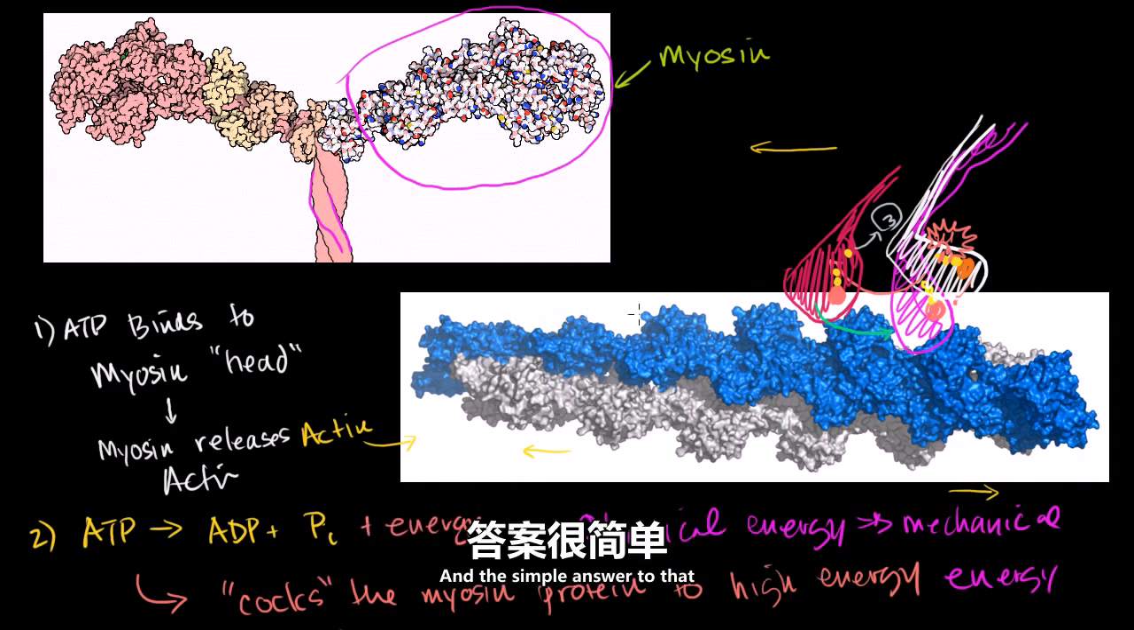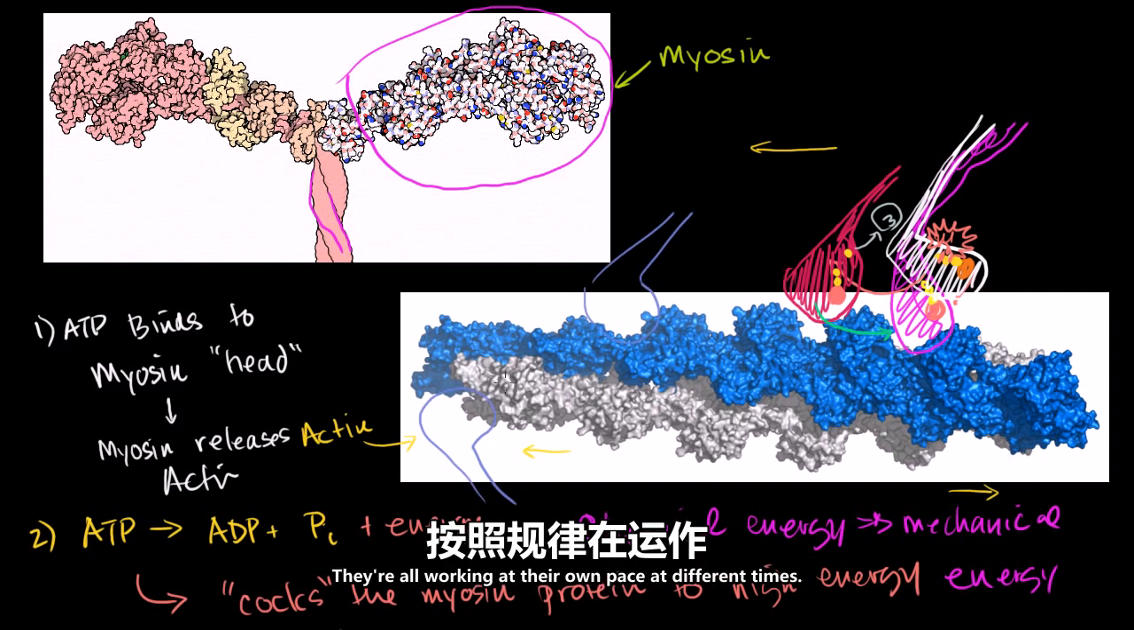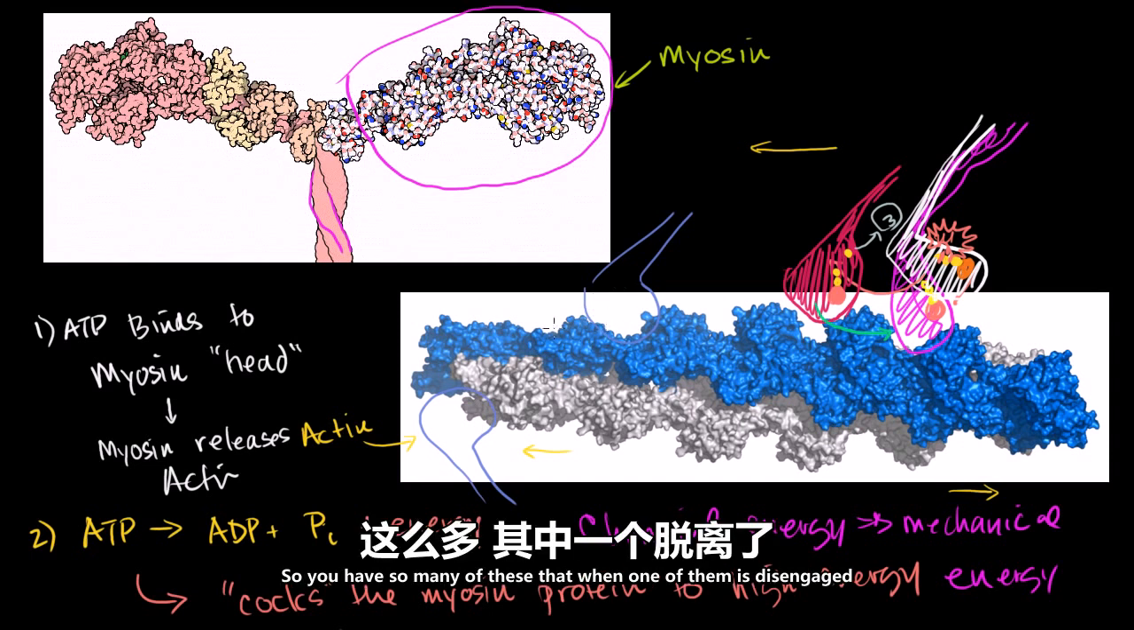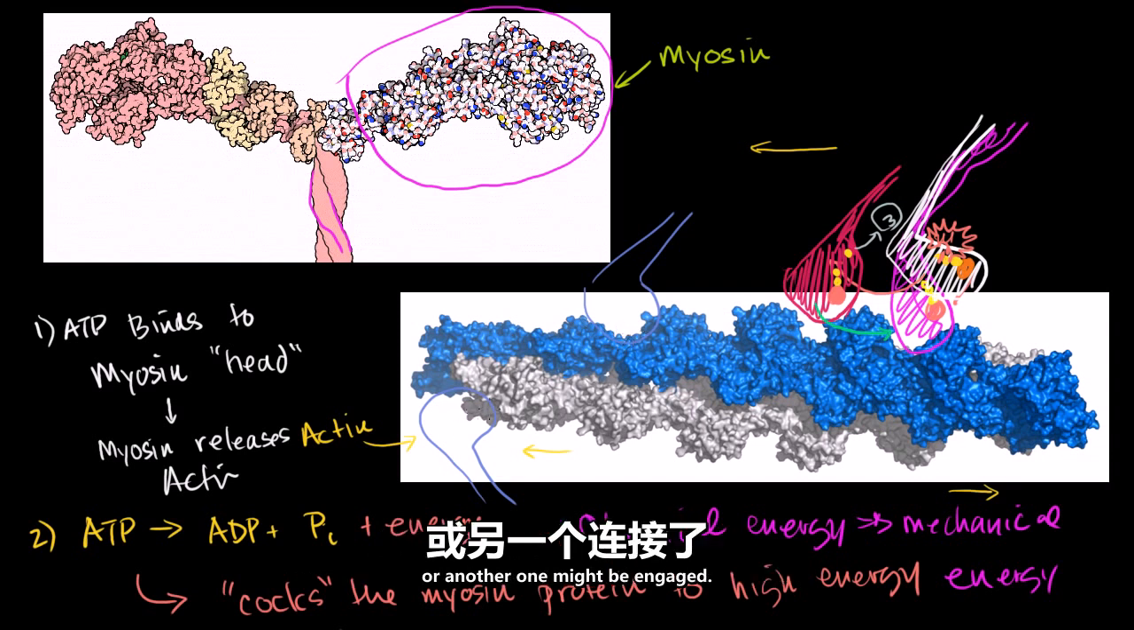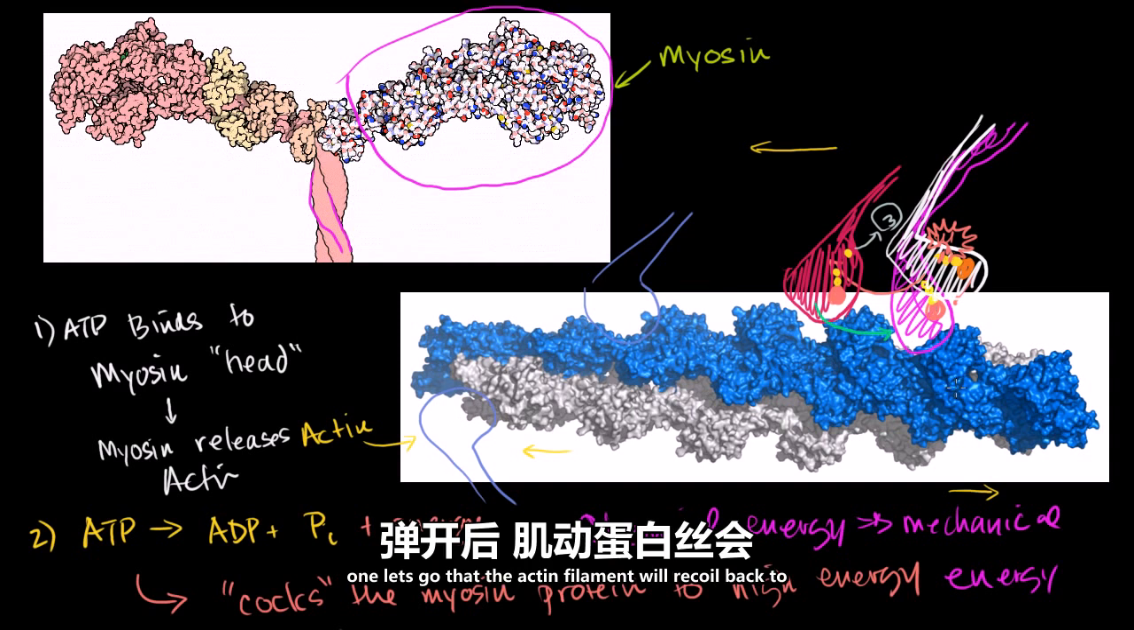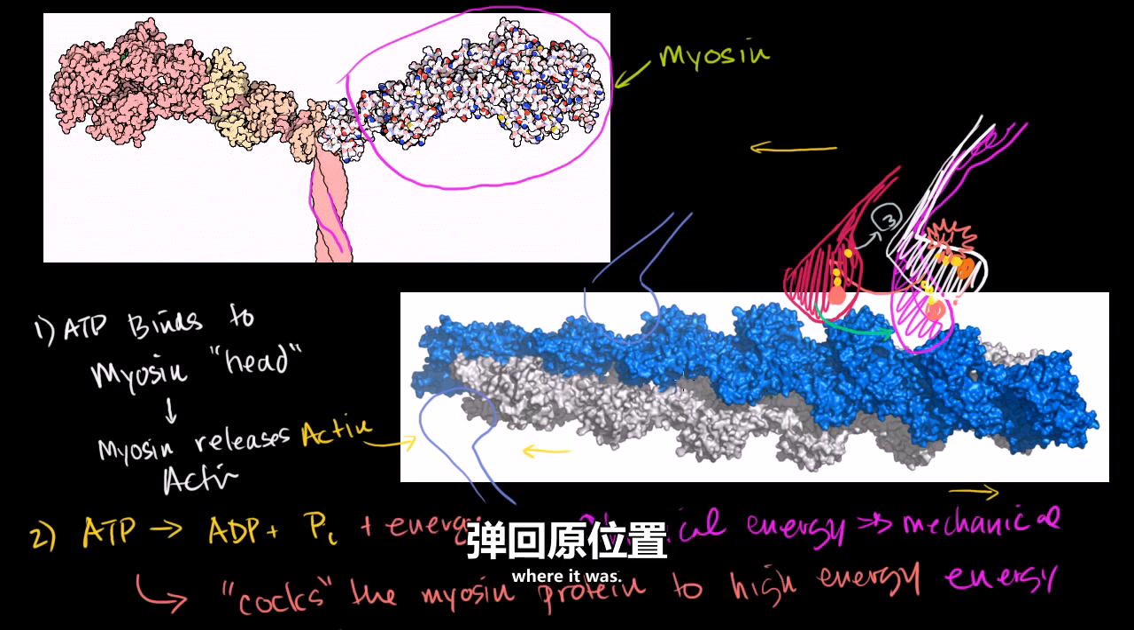And the simple answer to that is this isn't the only myosin protein that's acting on this actin. You have others all along the chain. Maybe you have one right there. Maybe you have one right there. And they're all working at their own pace at different times. So you have so many of these that when one of them is disengaged, another one of them might be in their power stroke, or another one might be engaged. So it's not like if all of a sudden one lets go, the actin filament will recoil back to where it was.